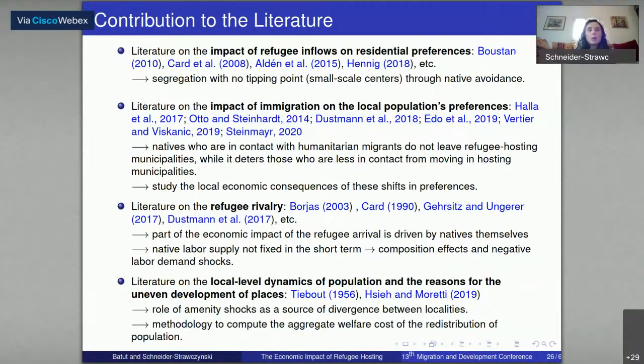And finally, we contribute to the literature on the local level dynamics of population and on the reasons for the uneven development of places by emphasizing the role of amenity shocks as a source of divergence between localities, and by proposing a methodology to compute the aggregate welfare cost of the redistribution of population.